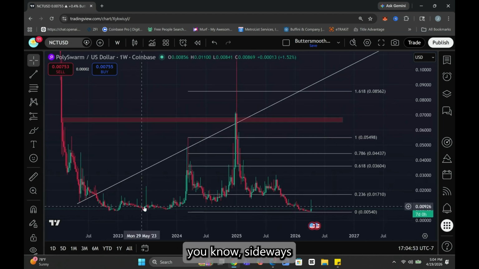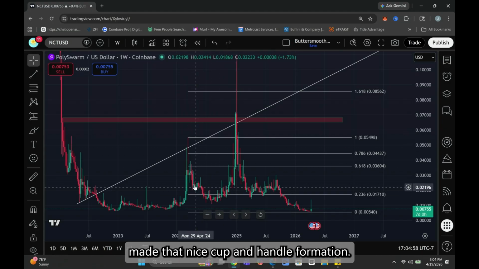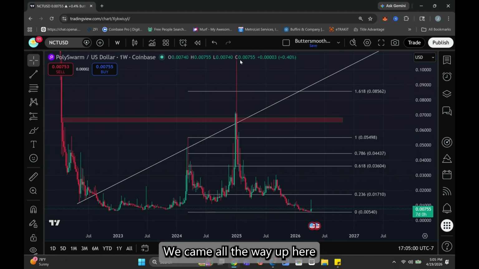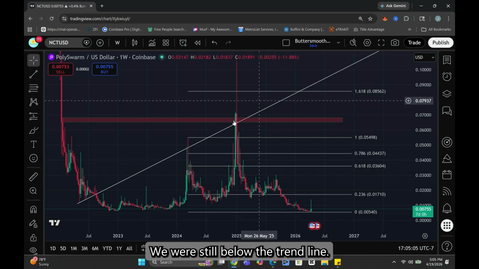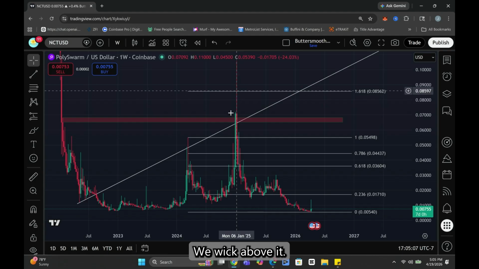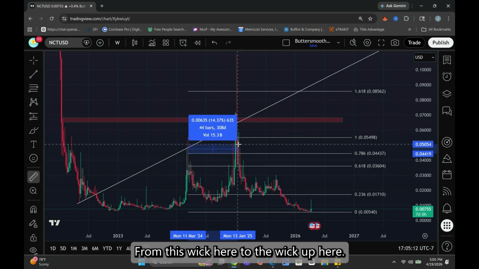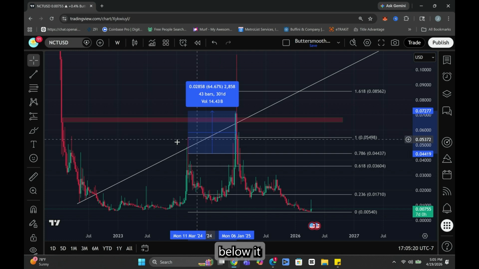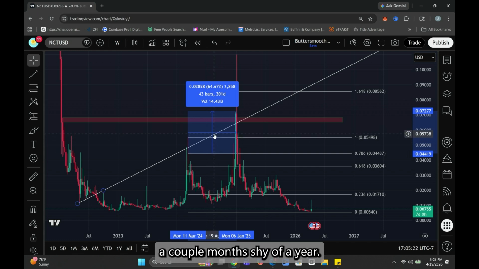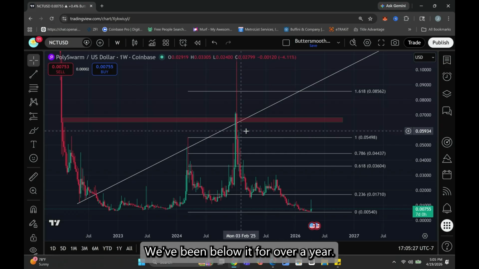We have a nice sideways movement, went parabolic, came back down, made that nice cup and handle formation. We came all the way up here, crashing all the way back down. We're still below the trend line, but you see we wick above it. Even if we have time that goes by here, from this wick here to the wick up here, that was 43 bars, so 301 days. So we stayed below it for a couple months shy of a year, and we've currently, I don't even need to measure it, we've been below it for over a year.